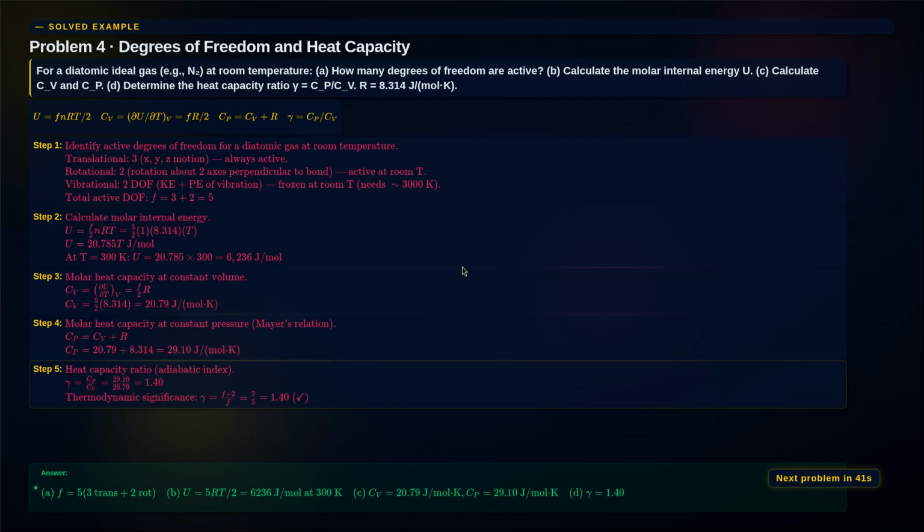Step 5. The heat capacity ratio gamma equals Cp over Cv, which is 1.40. This equals 7/5. Answer: f equals 5, U equals 5/2 RT, Cv equals 5/2 R, Cp equals 7/2 R, and gamma equals 7/5 or 1.40.